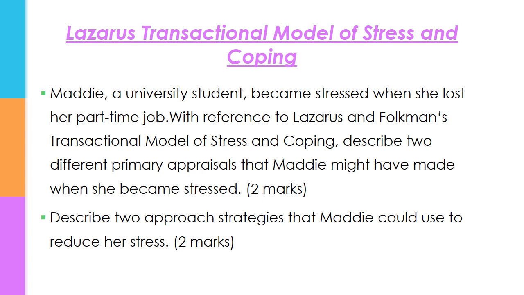So if it's neutral or irrelevant, it will not go into the secondary appraisal. So let's have a look at this question here. Maddie, a university student, has become stressed when she lost her part-time job. With reference to Lazarus and Folkman's transactional model of stress and coping, describe two different primary appraisals that Maddie might have made when she became stressed. And then describe two approach strategies that Maddie could use to reduce her stress.